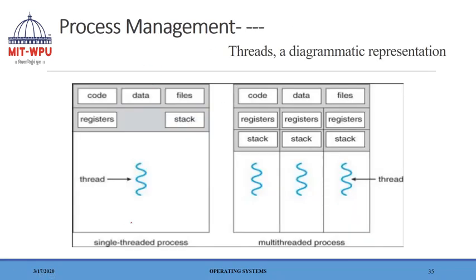In the diagram, we can see here one process has only a single thread, whereas the other process has multiple threads. For each and every process, the main thread is created and that main thread shares registers, stack, code, data and files. If it is a multi-threaded process, in that case, each and every thread has its own unique ID, its own stack and its own registers. Whereas all these threads will share the code of the process, the data of the process and the files of the process.